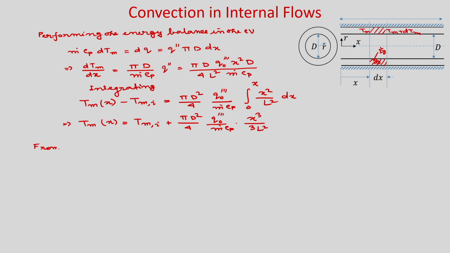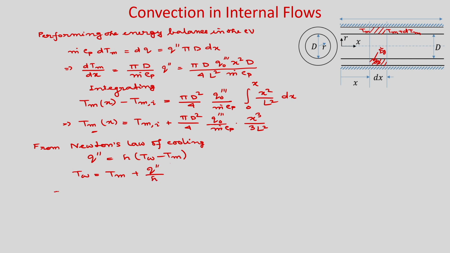so from Newton's law of cooling, you can write q double prime is equal to h into T w minus T m, right, and T m already we have found from this expression. So, T w you can write as T m plus q double prime by h. Okay. So, you can write T w, which is a function of x, T m x you know.